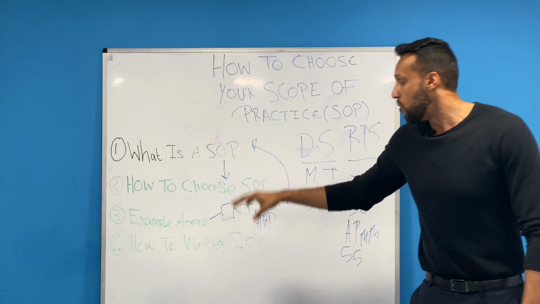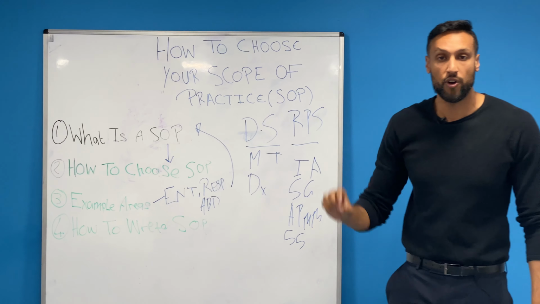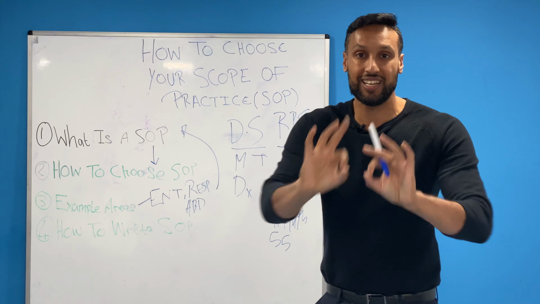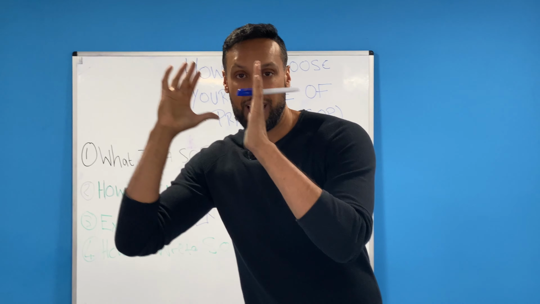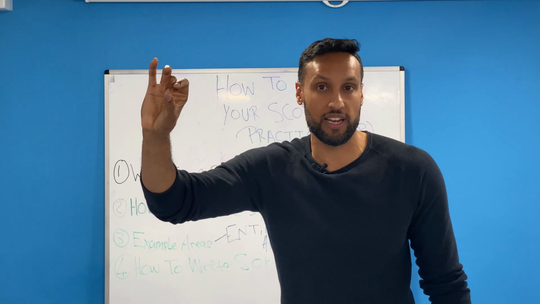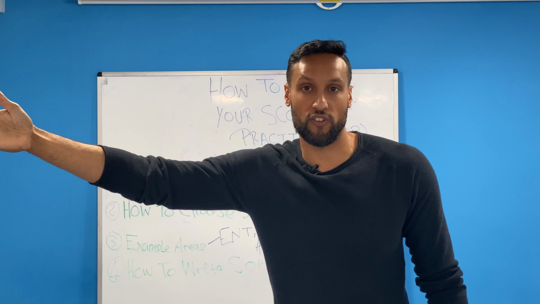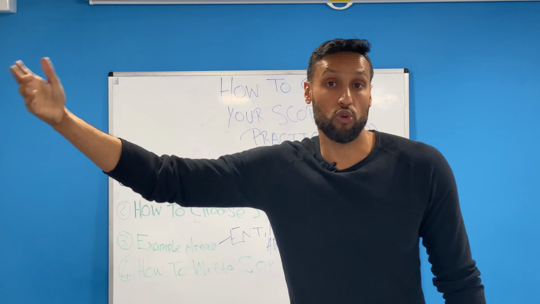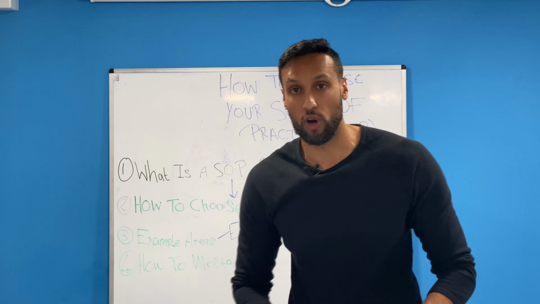Like I said to you, when we're writing that scope of practice, what I need you to focus on is diagnosis and management of ENT related conditions in adults and children, age range, and then you can finish off by saying with no comorbidities, and that finishes your scope of practice.